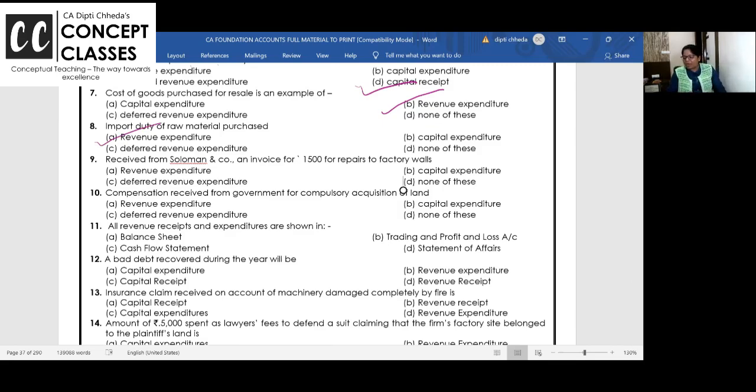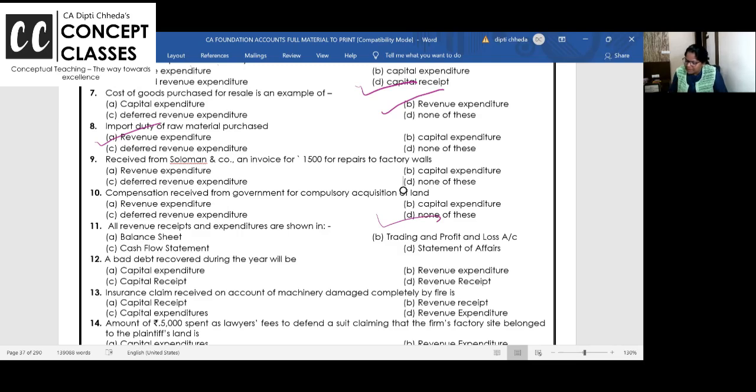Compensation received from government for compulsory acquisition of the land. You have received compensation from the government for compulsory acquisition of land. So is it revenue expenditure, capital expenditure, deferred or none of this? Because when the government is taking your land and giving you compulsory compensation, it's like your income.